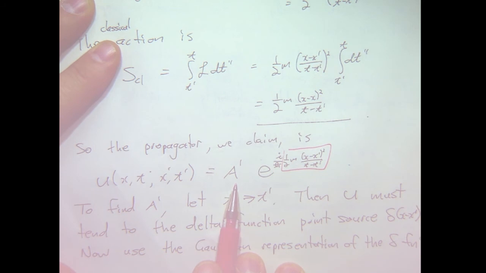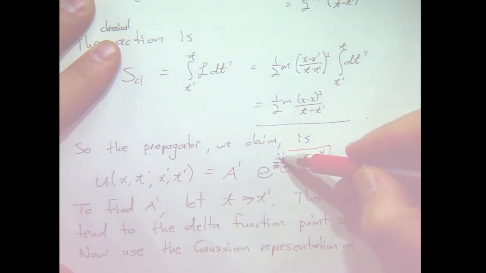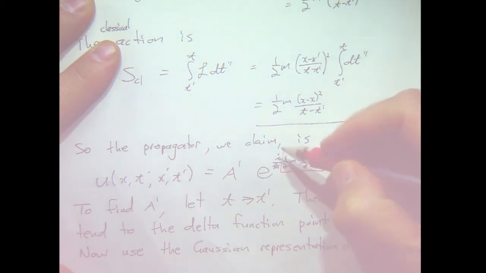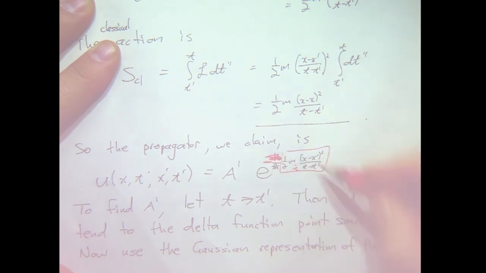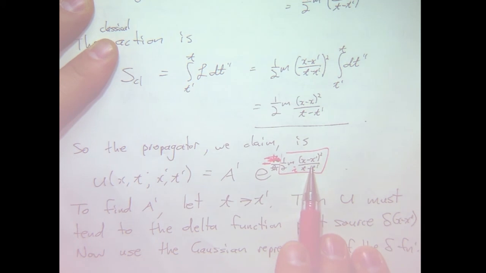You've worked it out lots of times. It's what you're handing in today. See that i there? You put that i in there, and that becomes minus one times that, or minus that. Now that's a Gaussian integral. And what's the normalization of that?